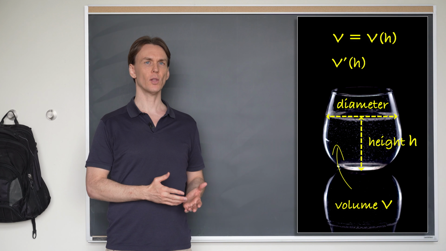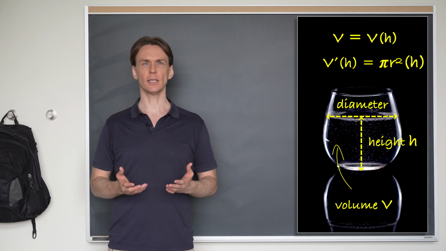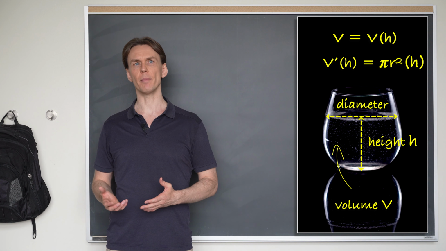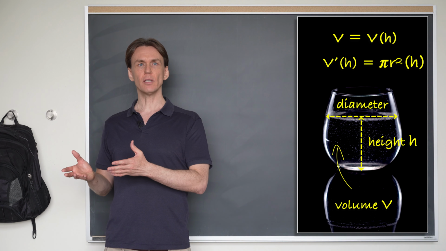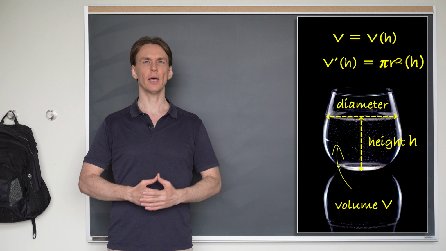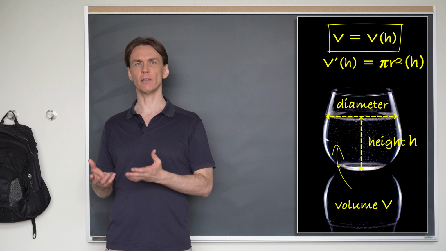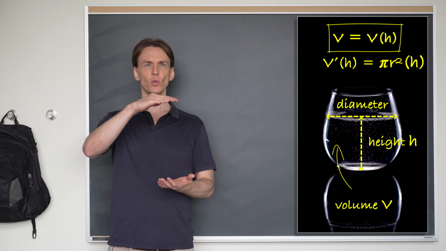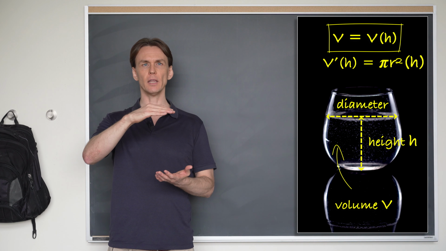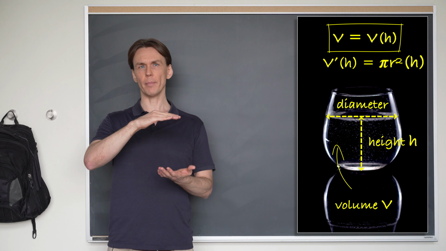Now, in this particular case, it will be pi r squared, where r is the radius, or half of the diameter. And once we have the derivative, if we know how to compute antiderivatives, we can figure out this volume as a function of height. So actually, this will give us not just the volume of the entire glass, but it will also give us the volume of the glass up to any level.